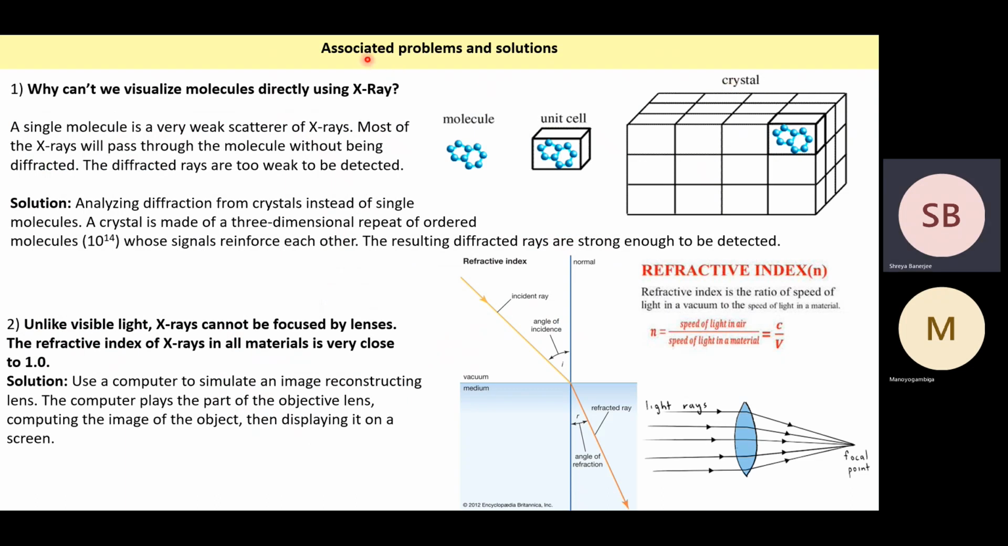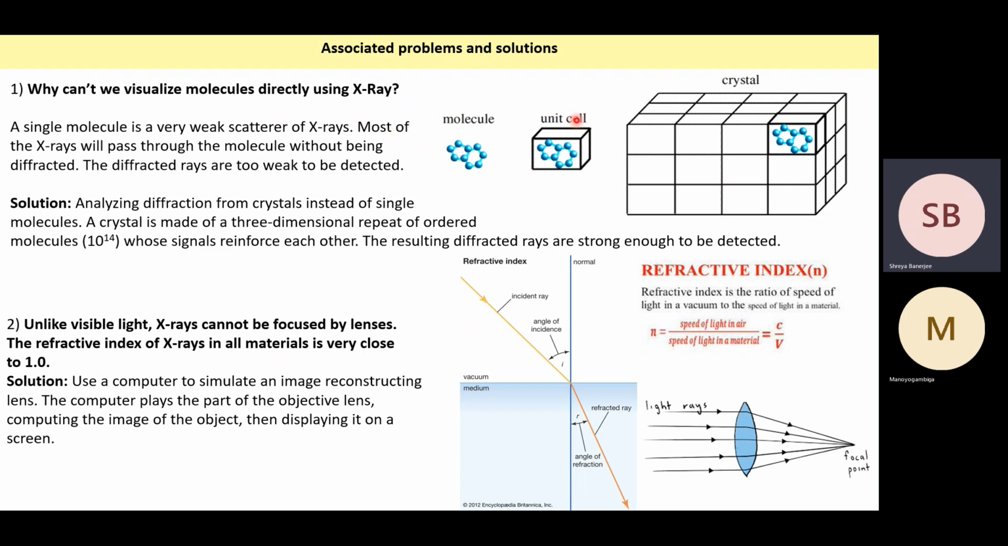There are some associated problems with X-ray crystallography. The first of which is why we can't visualize the molecule directly using X-ray. Why at all do we need the crystal? A single molecule is a very weak scatterer of X-ray. So most of the X-ray will pass through the molecules without being diffracted, and the diffracted ray is too weak to be detected.